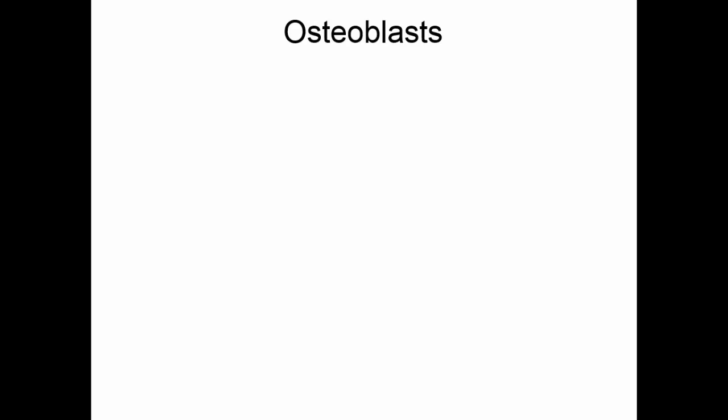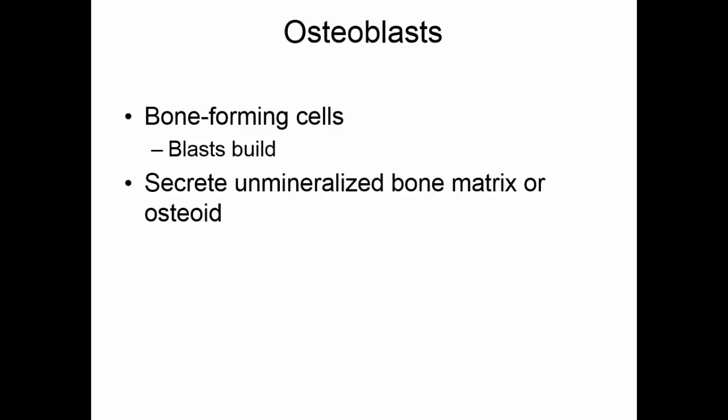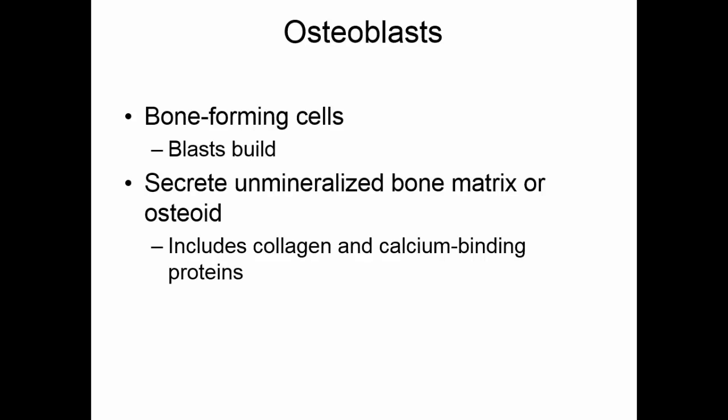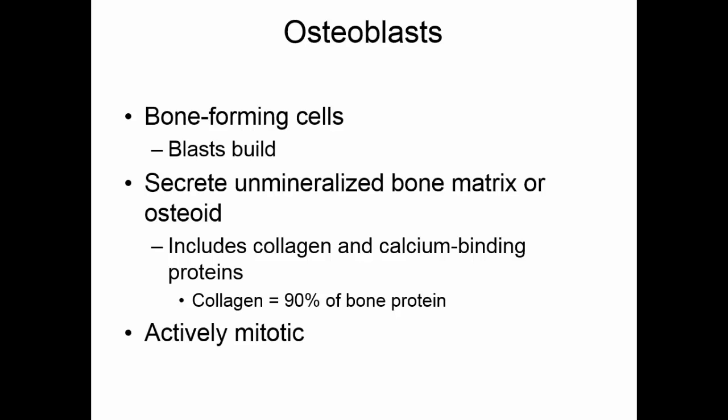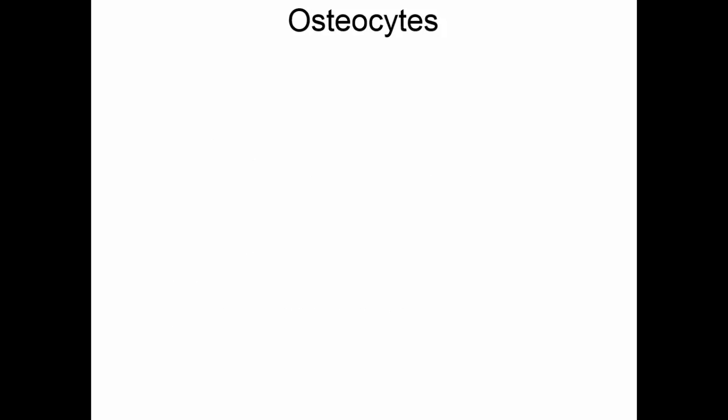The osteoblasts are the bone-forming cells. You have to remember that blasts build. They secrete the unmineralized bone matrix, or what's called the osteoid. This will include the collagen fibers and the calcium binding proteins. Collagen makes about 90% of the bone protein. Osteoblasts are actively mitotic, so they can continue division.